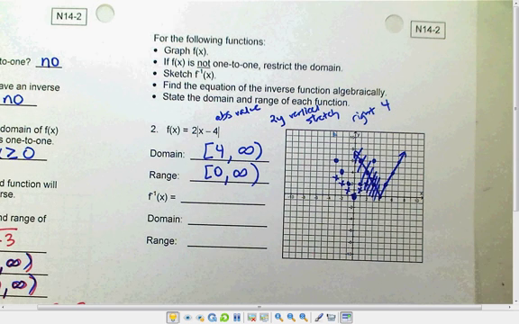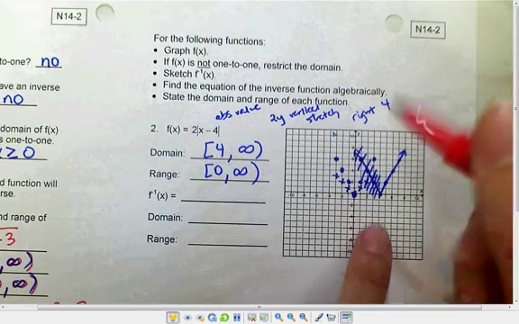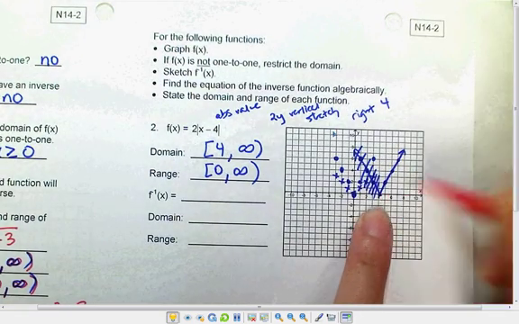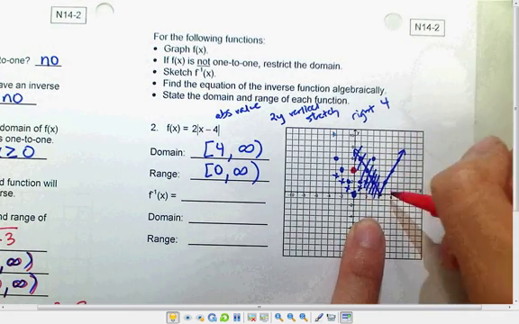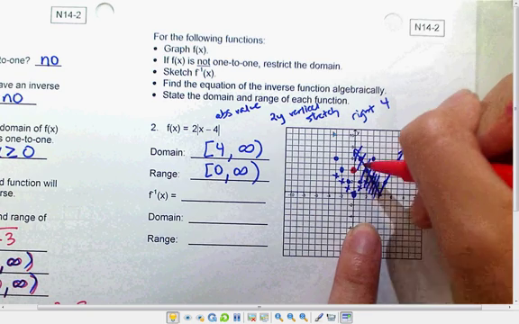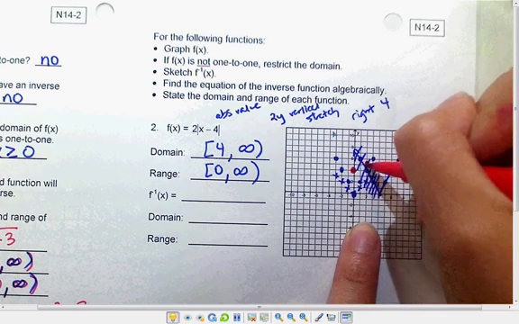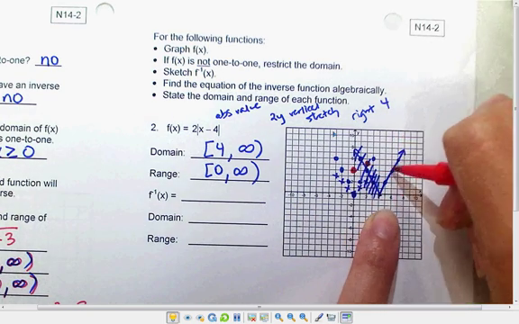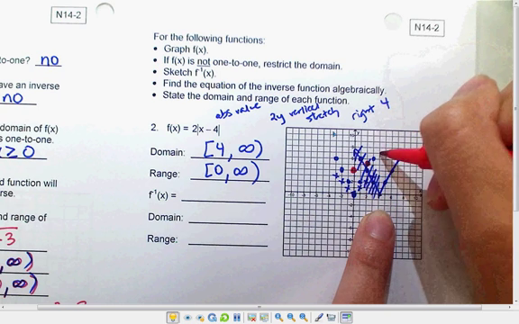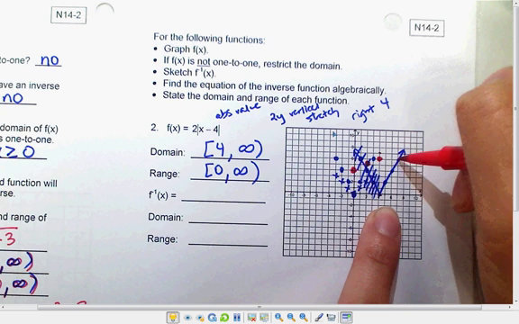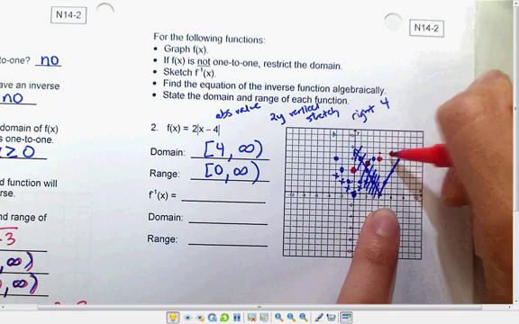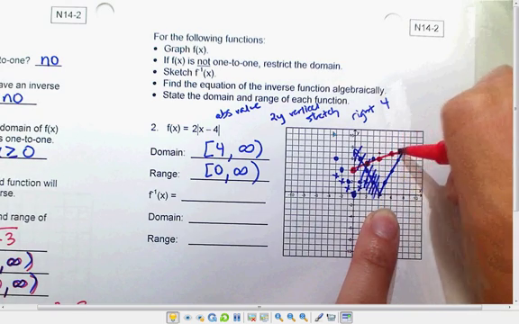And now we're going to do everything else the same. We're going to find our inverse. So I'm going to use a different color. We're going to start with this point. 4 comma 0 becomes 0, 4, which is right here. 5, 2 becomes 2, 5. 6, 4 becomes 4, 6. And 7, 6 becomes 6, 7. So this is my inverse.